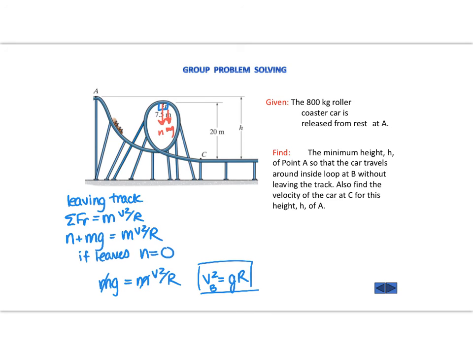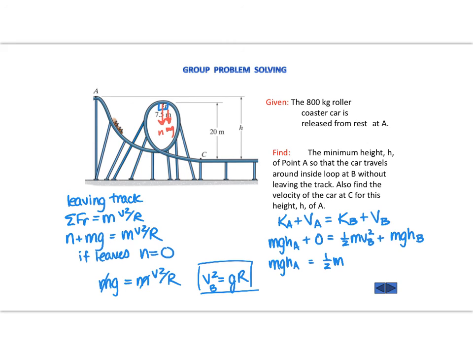So now let's look at conservation of energy between points A and B. Point A has some height, that's what we're looking for. It doesn't have any kinetic energy. Kinetic energy at B is 1/2 m v_B squared, and it's going to have potential energy of mgh_B. Now some of these things we know. We don't know the height at A.